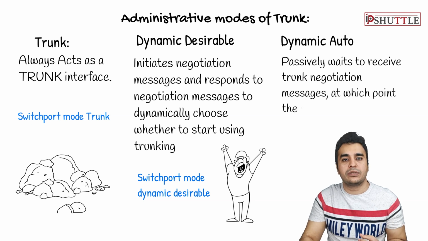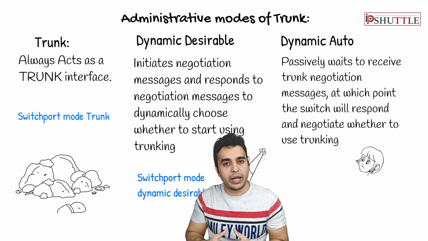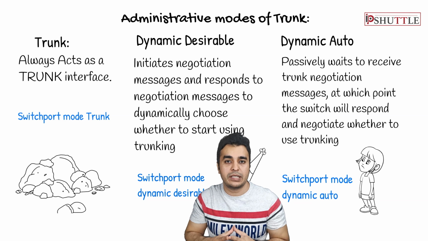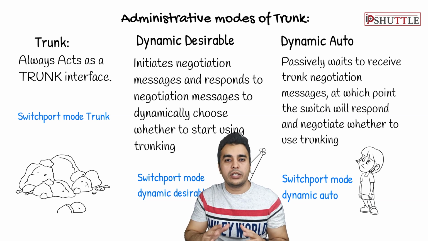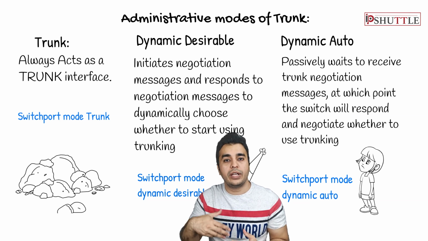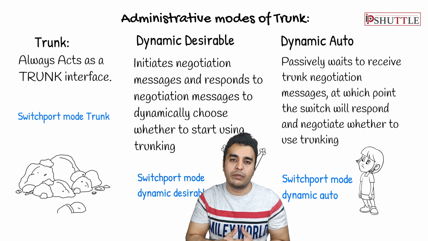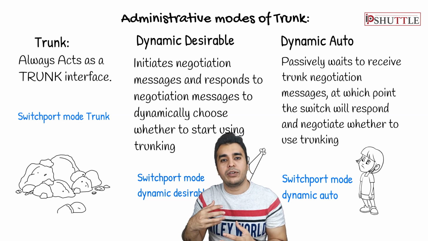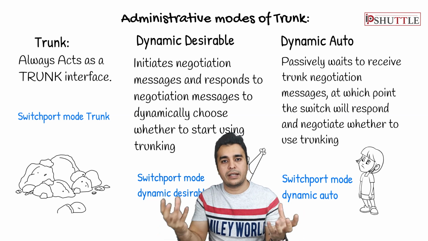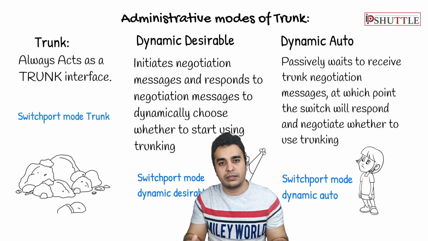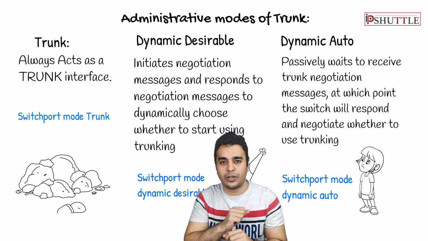The last mode is dynamic auto. In this mode, you are just listening for the negotiation packets. By default, this is the mode set on all the switches. All the ports are dynamic auto. You need to either change a port to dynamic desirable to make it a trunk, or put it to always on trunk. If both of the sides are dynamic auto, they will not negotiate a trunk. Hope you got the point.